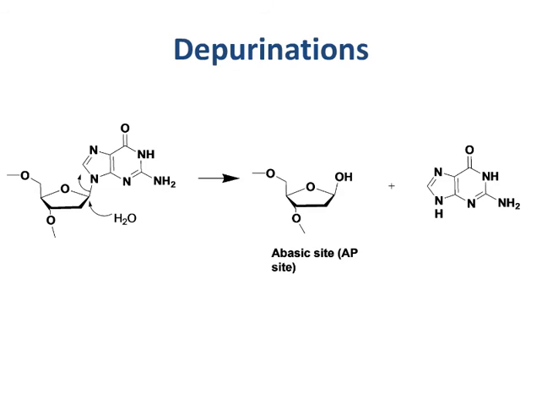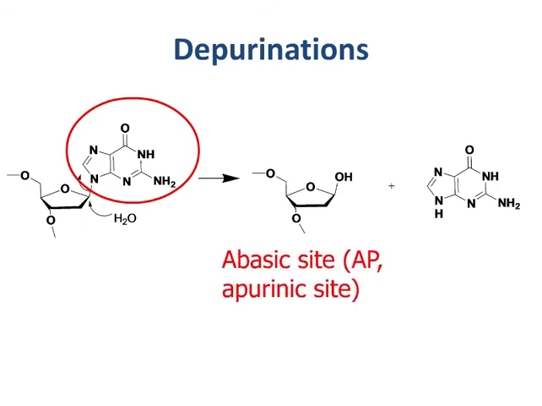Depurinations can occur from spontaneous hydrolysis of the glycosidic bond between the deoxyribose and the nitrogenous bases. This will leave an abasic or apurinic site on the DNA strand. When DNA polymerase uses this strand as template, it does not know which nucleotide belongs at this position, so it randomly inserts one and continues on its way.